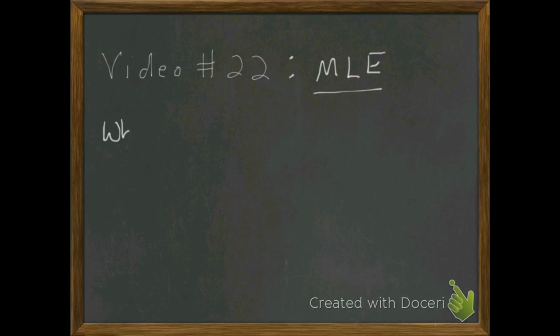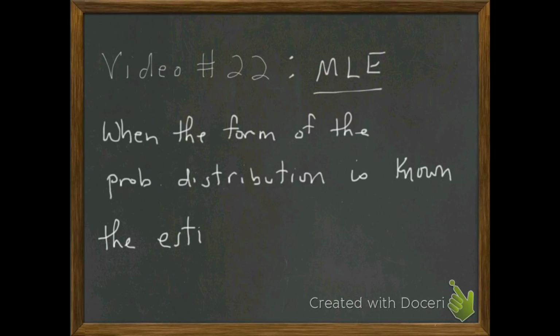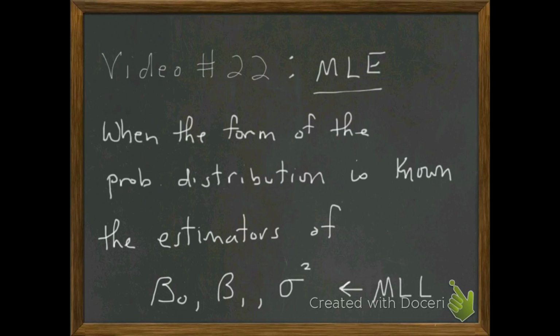So guys, ultimately what drives all this is when the form of the probability distribution is known, the estimators of beta 0, beta 1, and sigma squared can be approximated using maximum likelihood estimation.